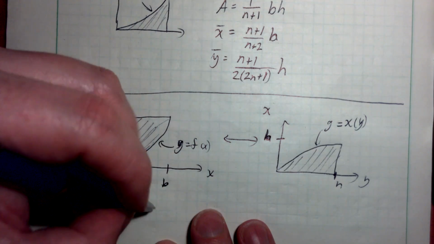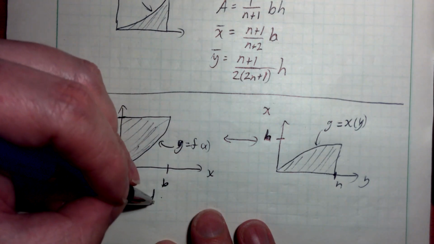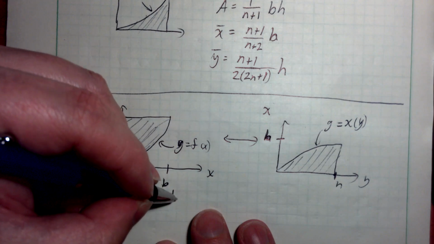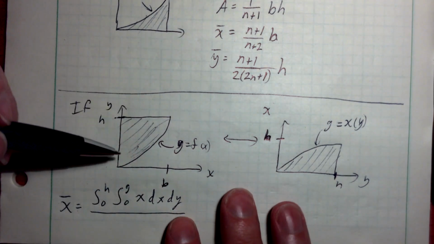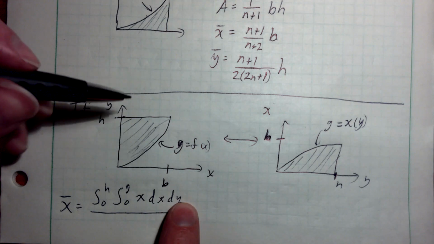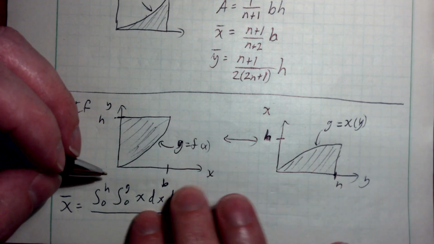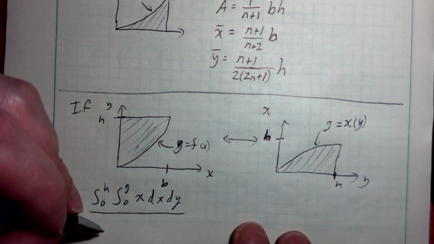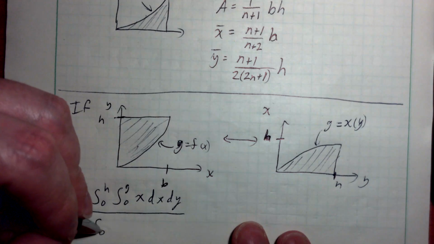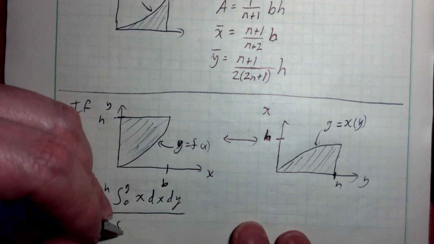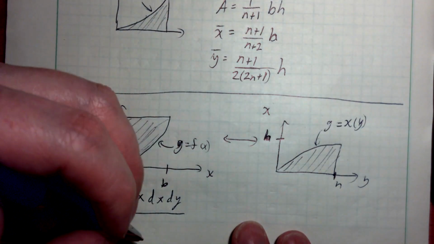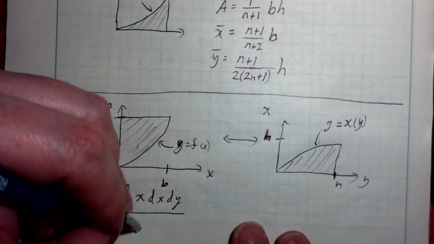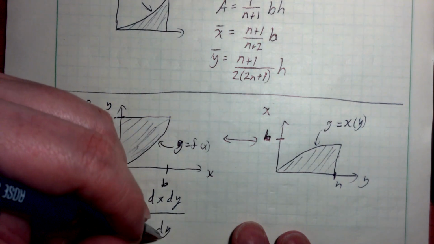For the x bar, I'd still be integrating x, but now I'm going to be integrating with respect to x and then with respect to y. So where earlier I integrated with respect to y first and then with respect to x, I flip them if it goes the other direction. And the same thing on the bottom, it's 0 to h, 0 to whatever that g is, this function here. And then I would do dx dy.